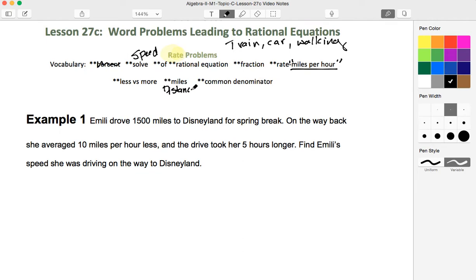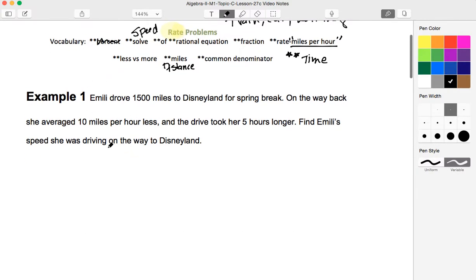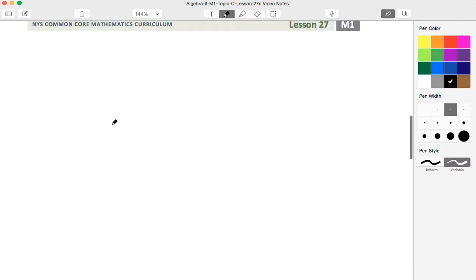And then the other unit that we are also going to be discussing is the unit of time. In this case, we're going to use hours, but sometimes they're in seconds, and sometimes they're in minutes. Okay, so every time we come across these, we're going to take a little bit of notes down here.